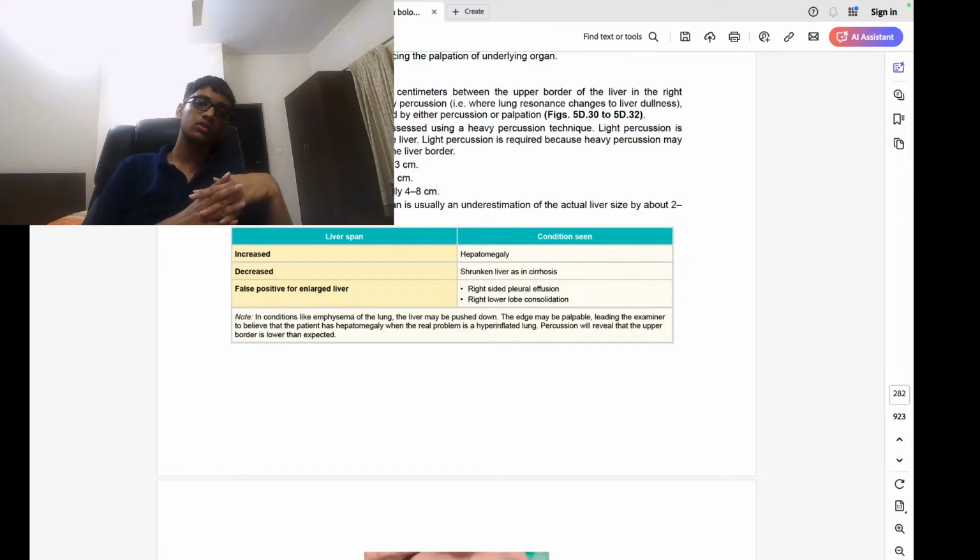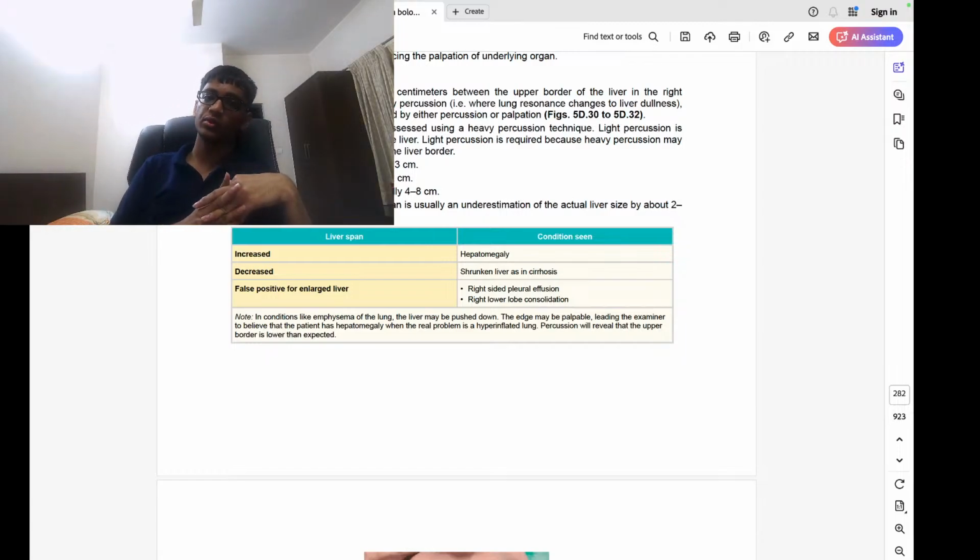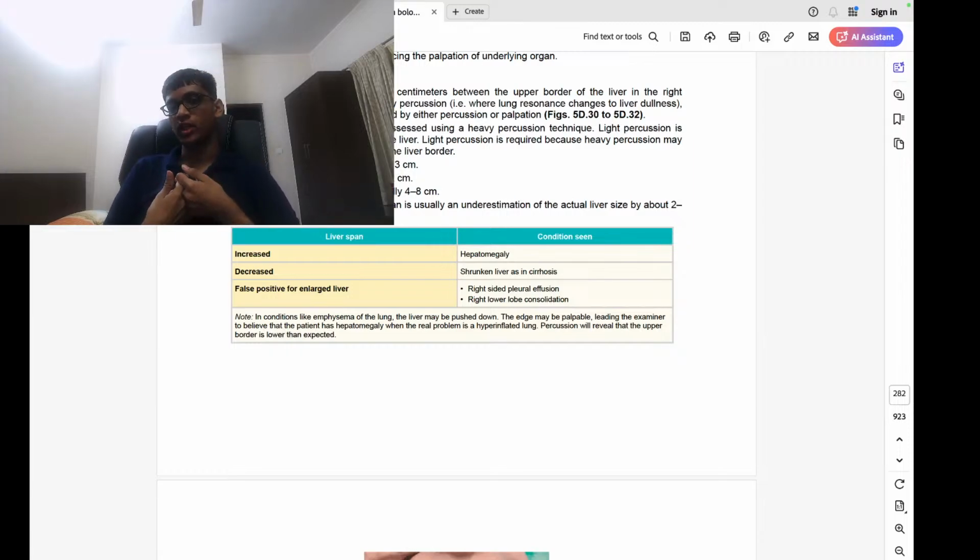So the normal liver span is less than 13 centimeters. In the mid-clavicular line, it is 6 to 12 centimeters. In the mid-sternal line, it is normally 4 to 8 centimeters. The clinical estimate of the liver span is actually an underestimation of the actual liver size by about 2 to 5 centimeters.